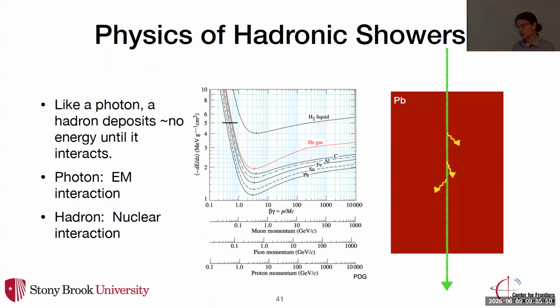There's a lot of symmetries, a lot of commonalities here. Like a photon, a hadron, even though it carries charge, or it could be neutral, but assuming it's charged, it still doesn't emit Bremsstrahlung. That's not enough to drive the shower development. So the photon does nothing until it has a substantial EM interaction, and then it starts depositing. Now that there's charged particles in this shower, they start depositing energy that we can measure. For the hadron, it is the nuclear interaction. So here's our hadron going straight through our lead.